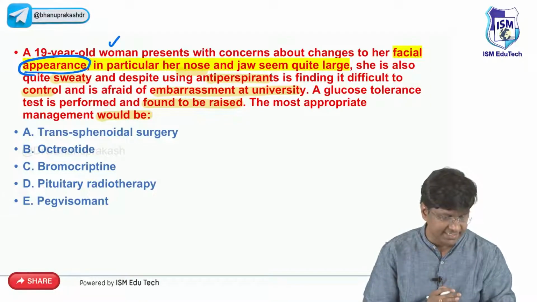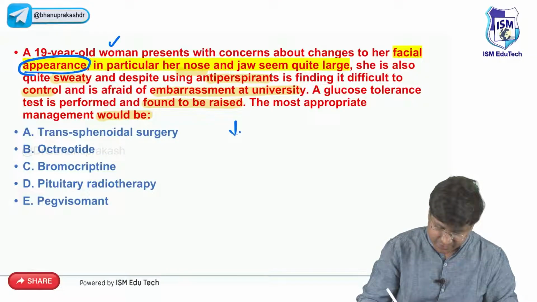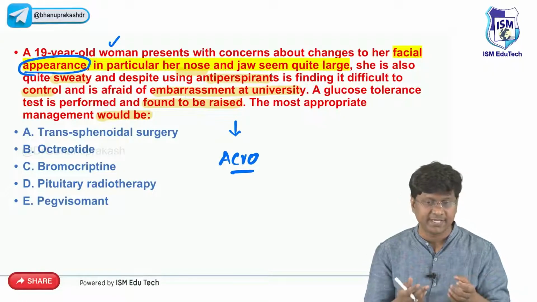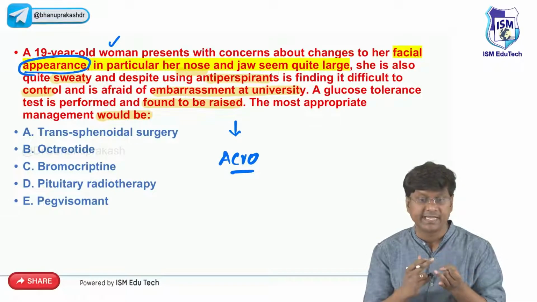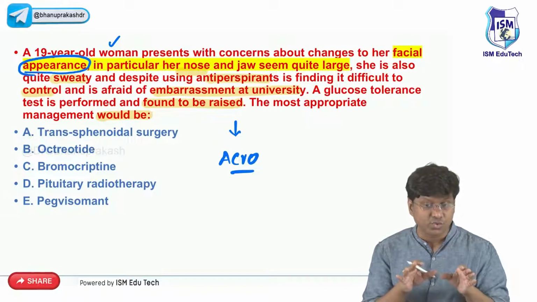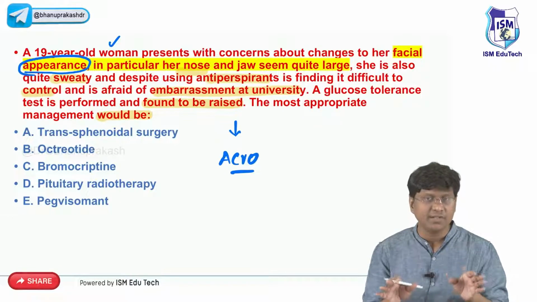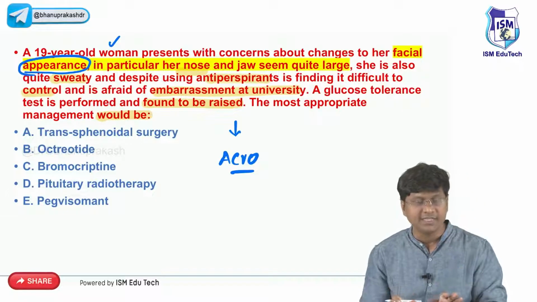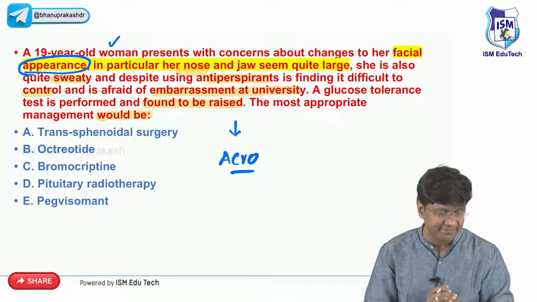So, what exactly is the diagnosis? Diagnosis is acromegaly. So, what are the points that tell us this patient is having acromegaly? Enlarged nose, enlarged jaw, and the patient is quite sweaty. And the glucose tolerance test is performed and it is found to be raised. All these points tell you that the patient is having acromegaly.